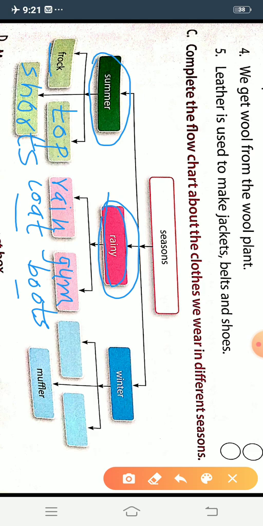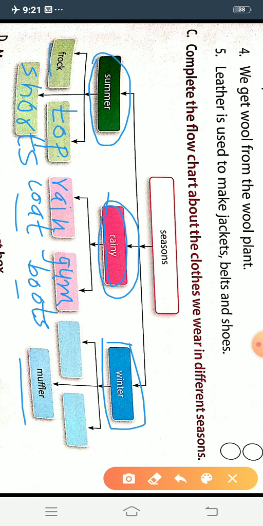Now see the next season. The next one is winter season. We feel very cold in winter, right? So what do we wear? We wear jackets, sweaters, pants, socks, mufflers, gloves and cap to protect ourselves from cold. So in winter we wear woolen clothes.